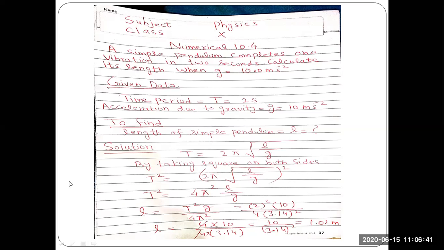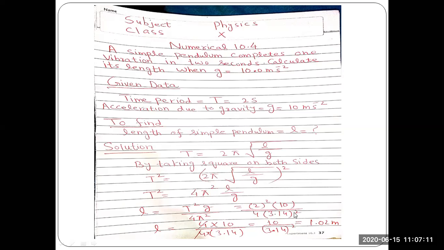By cross multiplication, I am going to separate L out, because I want to find out L, length of the simple pendulum. So just put the values. T is given to me, which is 2 seconds. I am just putting the values in this formula: 2 whole square, value of g is 10, 4, and value of pi is 3.14, which is the understood value of pi.